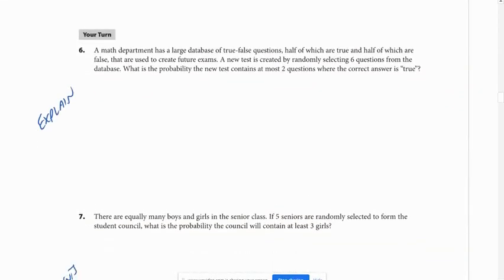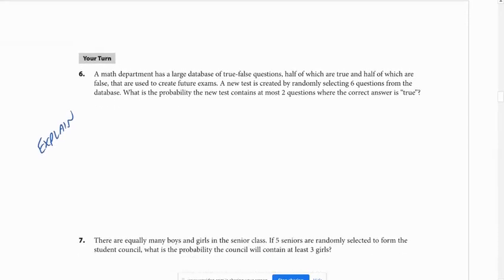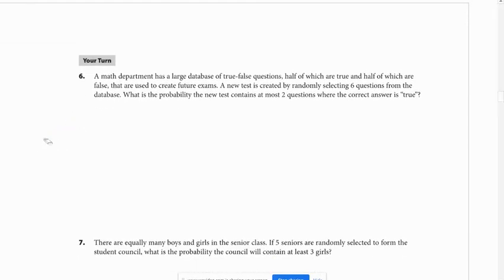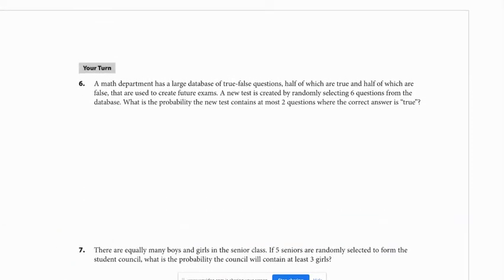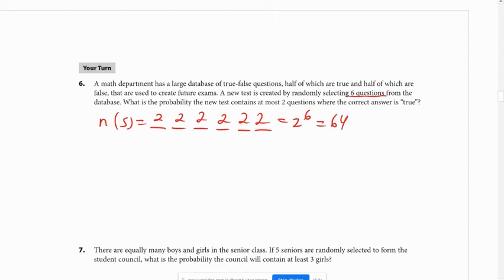Okay, now let's skip to page 1111, and I'll go through number 6 with you. So this time we're looking at a test that's all true-false. A new test is created by selecting 6 questions, and so the total number of possible outcomes, each question can be true or false. So 1, 2, 3, 4, 5, 6. 2 possible answers for that one, 2, 2, 2, 2. So that's 2 to the 6th power, or 64.